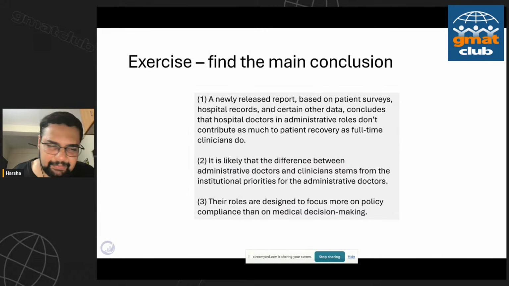So let me give you a slightly more complex exercise. Let's try. Maybe some of you find this very easy. That's perfect. Awesome.